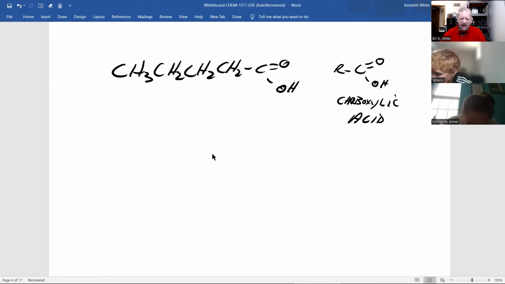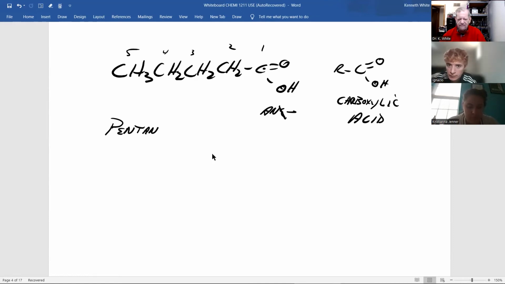This is a carboxylic acid. So how do you name it? You find the longest chain with the carbonyl carbon in it and name it as an alkane. 1, 2, 3, 4, 5. That would be pentane. You drop the E and add OIC and the word acid. So I drop the E from pentane, and add the letters OIC and the word acid.